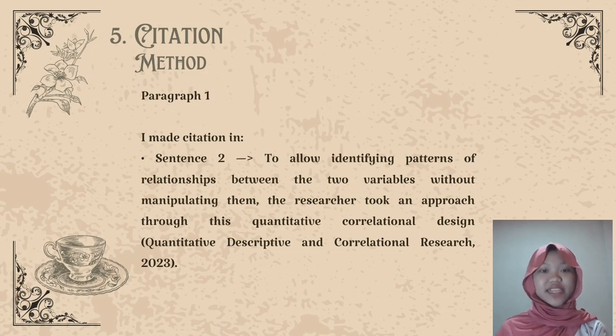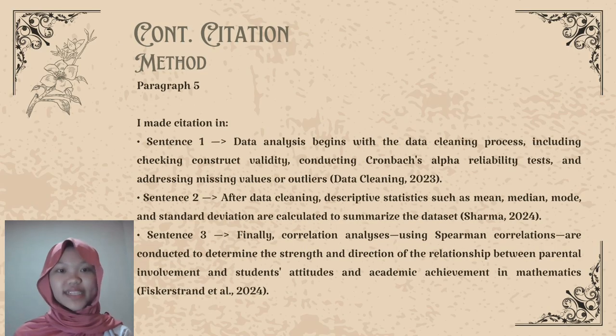Paragraph 1. I made a citation in sentence 2 that contains, to allow identifying patterns of relationship between the two variables without manipulating them. The research took an approach through this quantitative correlational design. I made a citation from quantitative descriptive and correlational research in the year 2023. And I also made citations in paragraph 5. In paragraph 5, I made 3 citations.